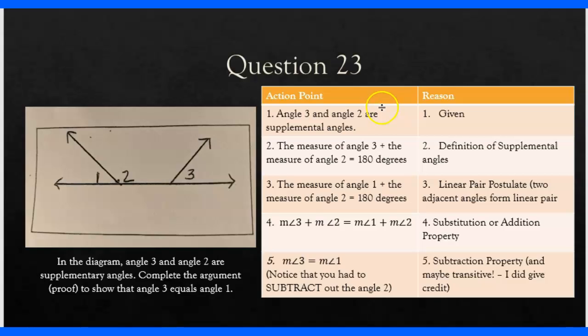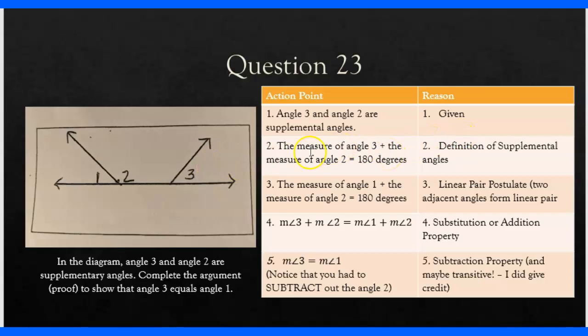So we begin by writing angle 3, this one, and angle 2 are supplemental, and that's given. You should always put that in. Give me the given information. You would have gotten points, but some of you didn't do it.